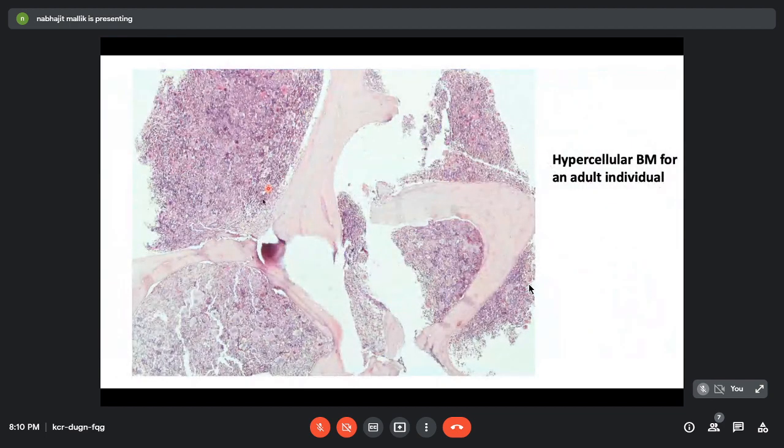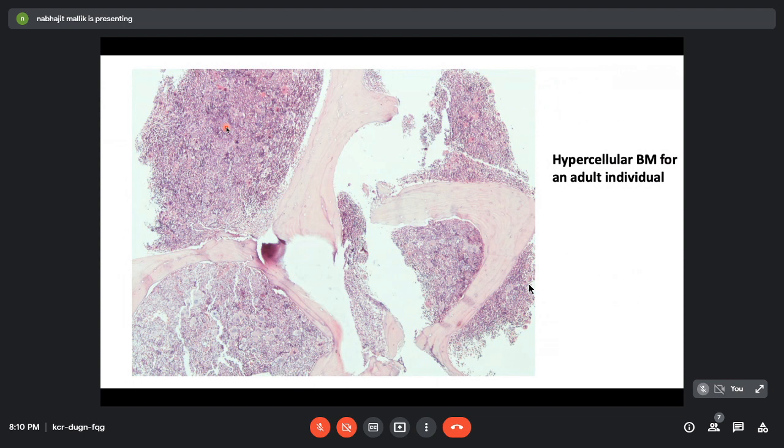And now this bone marrow is hypercellular bone marrow for any adult individual. You can see that in the marrow spaces, there is no fat at all. It is only the hematopoietic elements that are covering all the marrow spaces. But one must remember that hypercellular bone marrow does not necessarily mean a myeloproliferation. It can even be there in any reactive condition.